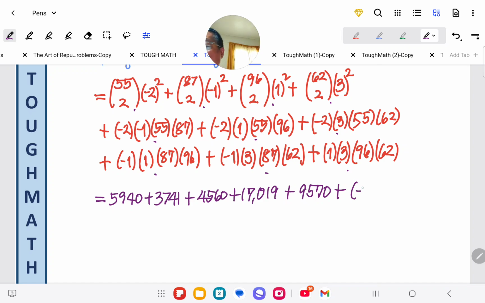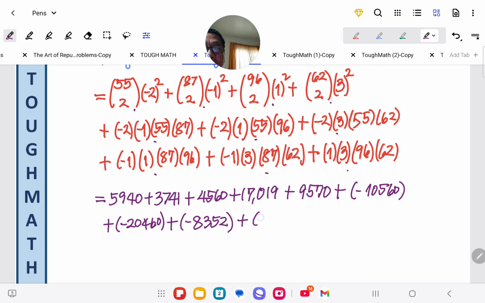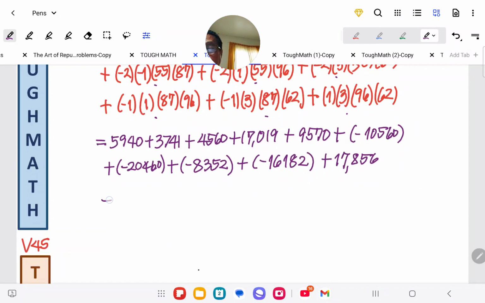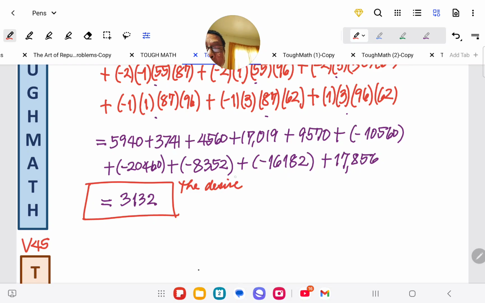plus negative 10,560 plus negative 20,460 plus negative 8,352 plus negative 16,182, and then plus 17,856. And when you add these numbers, we get 3,132. So this is the desired sum.